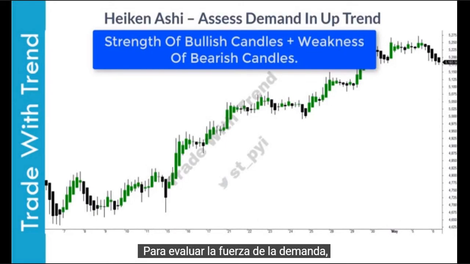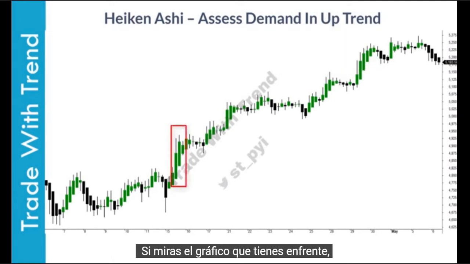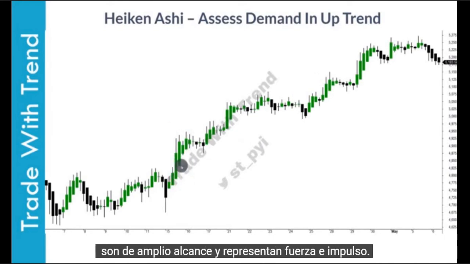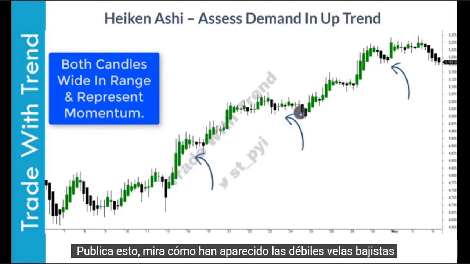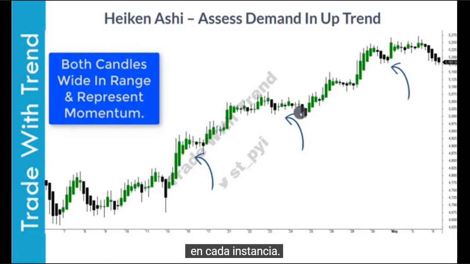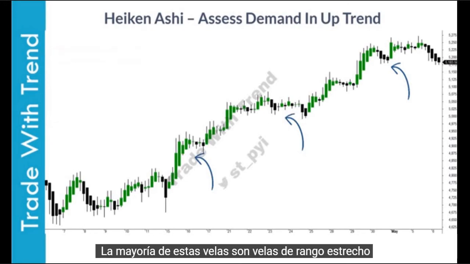To assess strength of demand, you need to assess strength of bullish candles and weakness of bearish candles. If you look at the chart in front of you, after these two initiation candles here, price started moving higher. Clearly these two candles that you see on the chart are wide in range and represent strength and momentum. Post this, look at how weak bearish candles have showed up on each instance. Now most of these candles are narrow range candles accompanied with indecision candles.